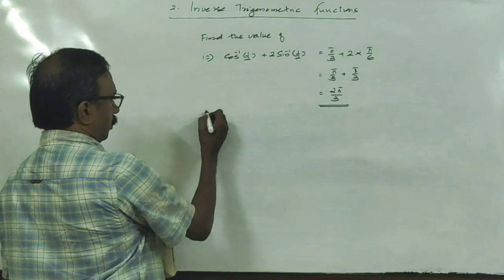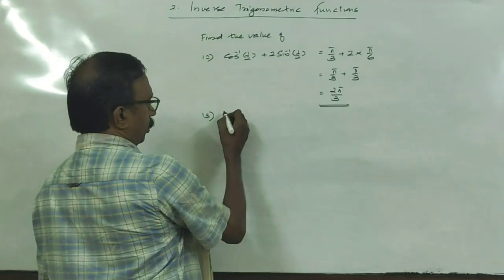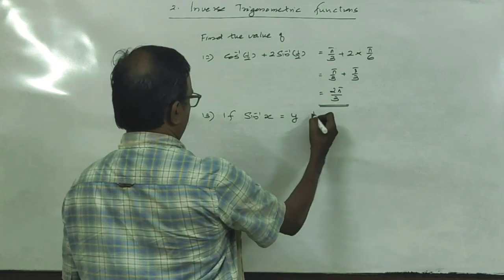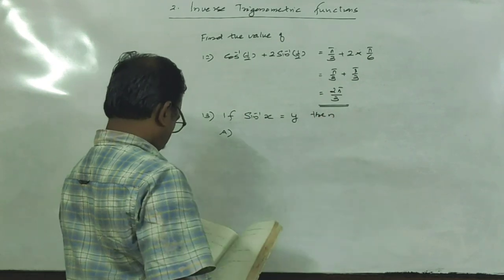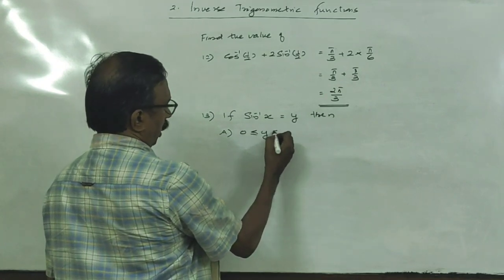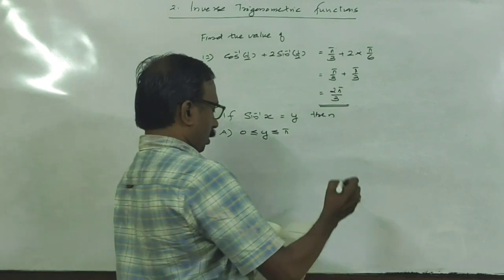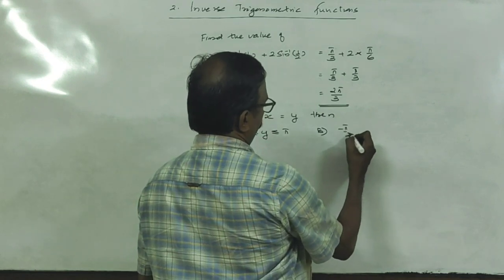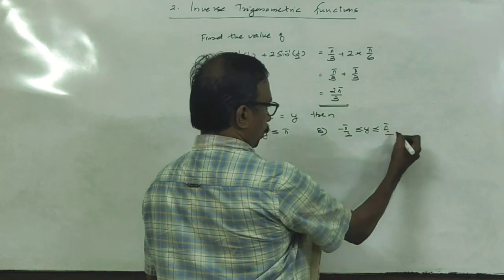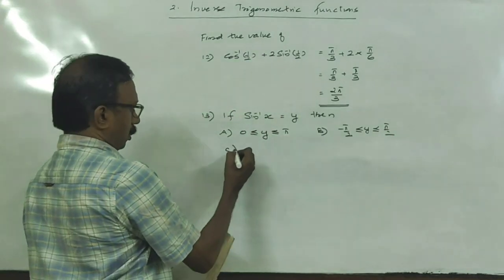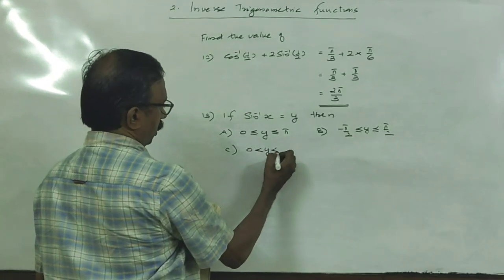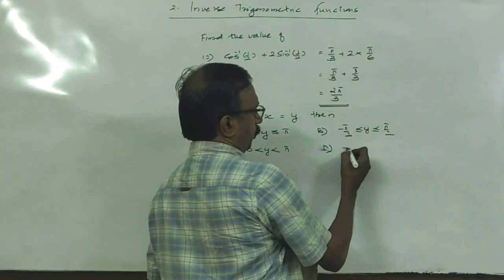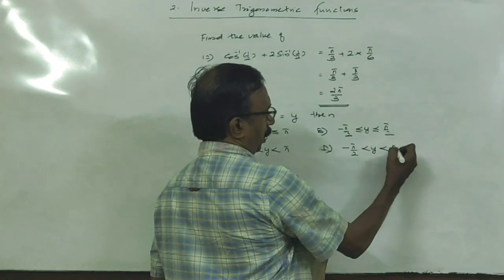Now, the next question. If sin inverse x is equal to y, then the first option is a, 0 less than or equal to y less than or equal to pi, b, minus pi by 2 less than or equal to y less than or equal to pi by 2, and c is 0 less than y less than pi, and d, the fourth option, is minus pi by 2 less than y less than pi by 2.